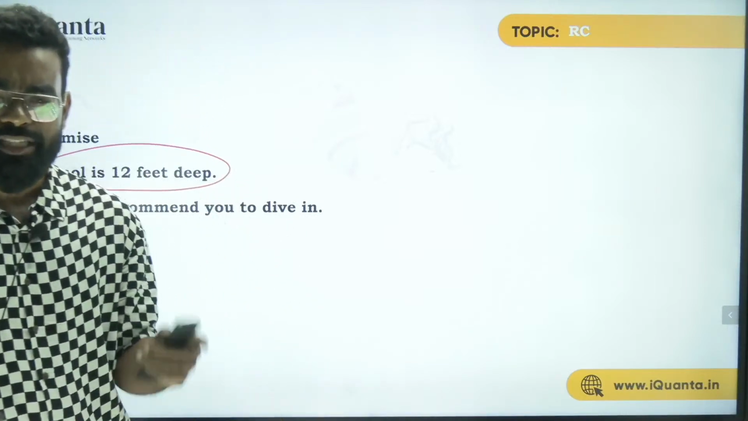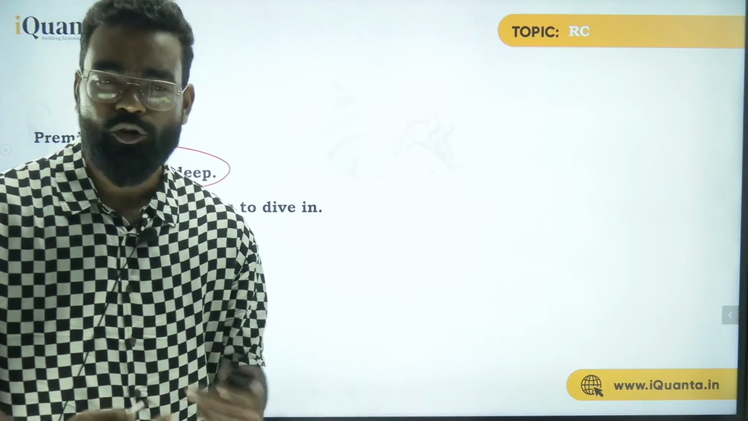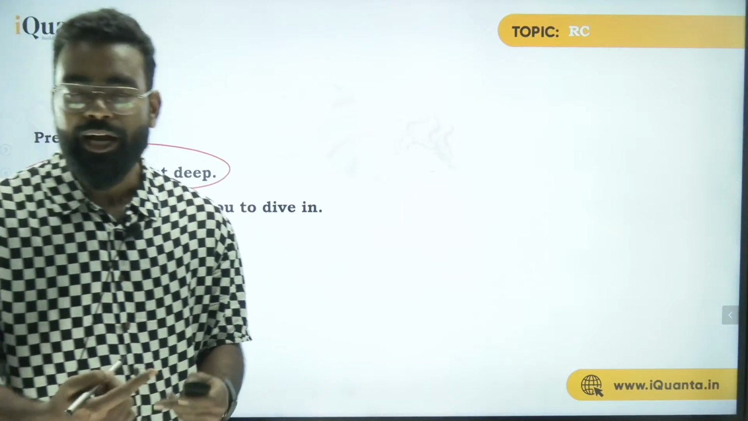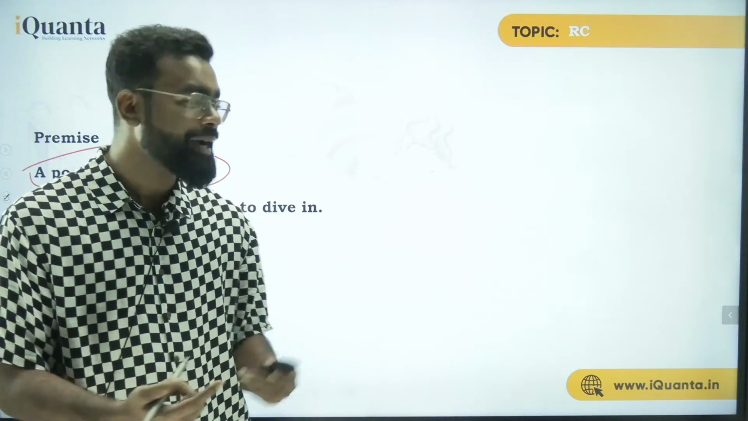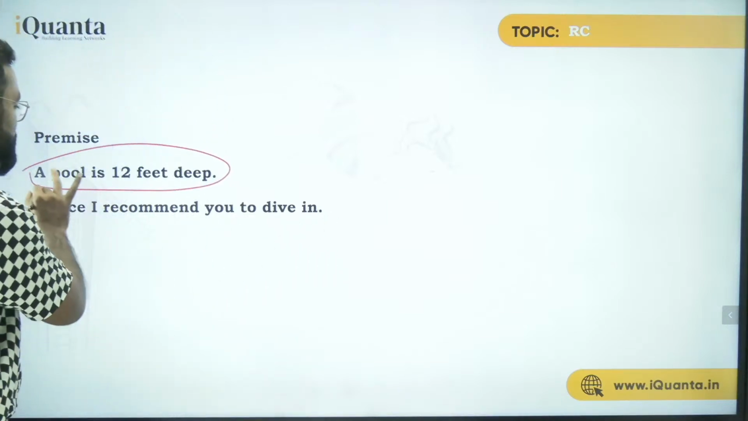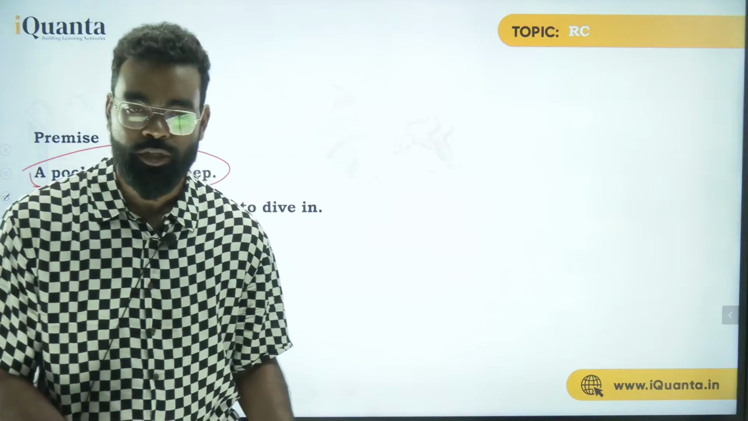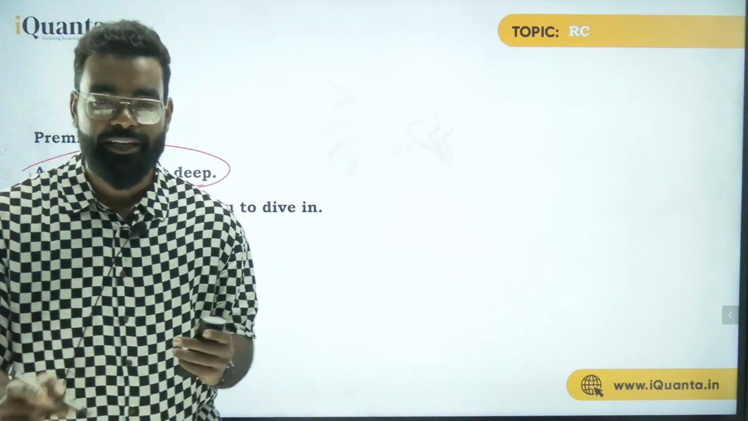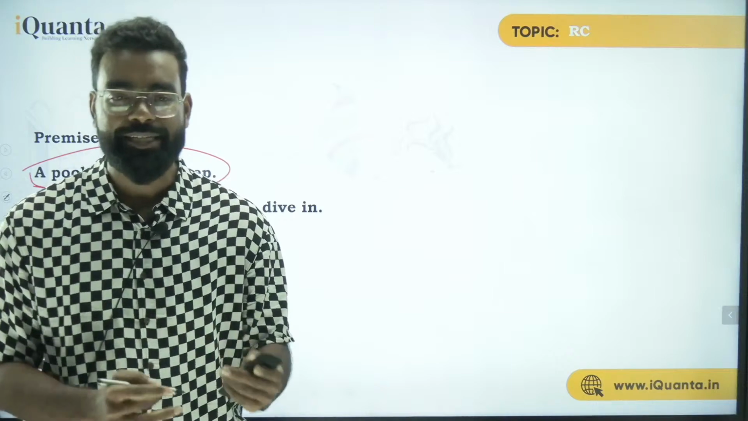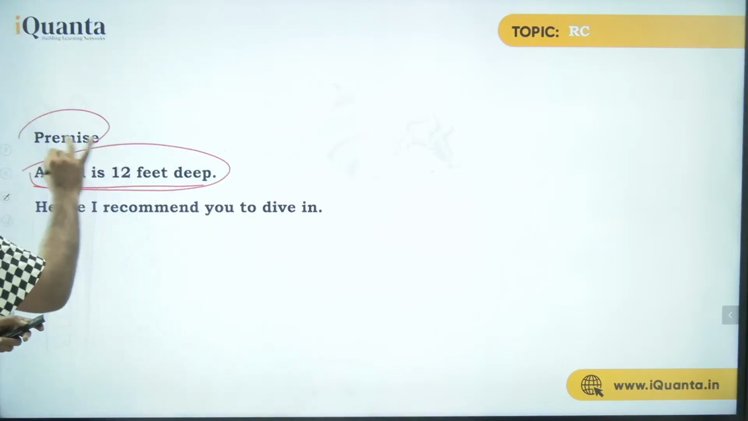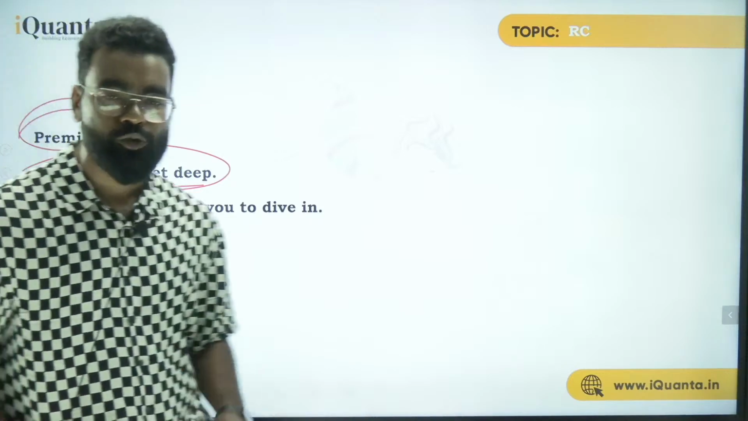Premise can be anything, which is basically the basic sentence on which the whole argument is defined. Do you understand me? The argument is basically defined on premise. So the premise, a pool is 12 feet deep, is a statement. It's a fact that has been already given to you, a judgment. So this thing we are calling premise. So premise is what? A pool is 12 feet deep.